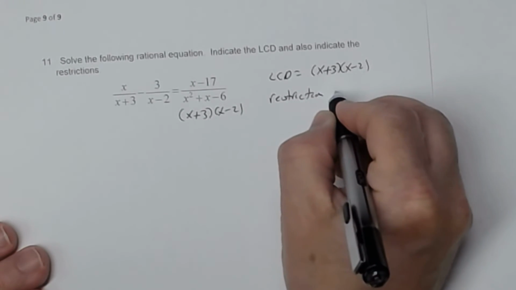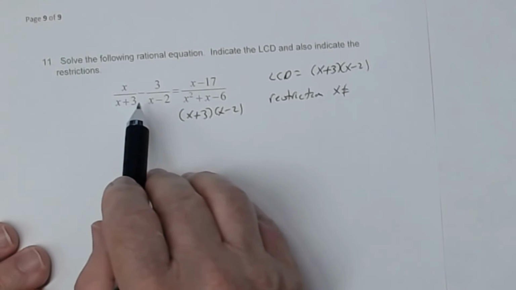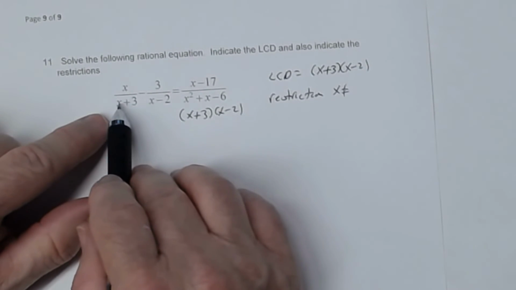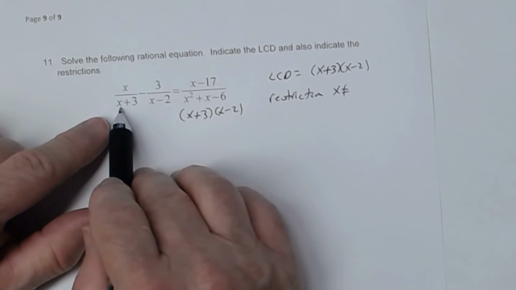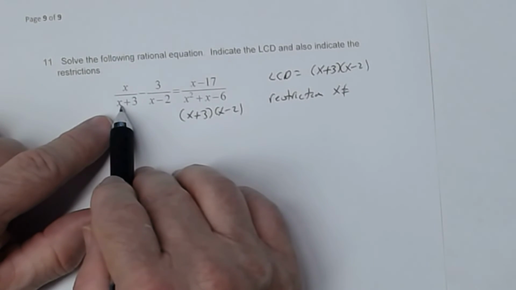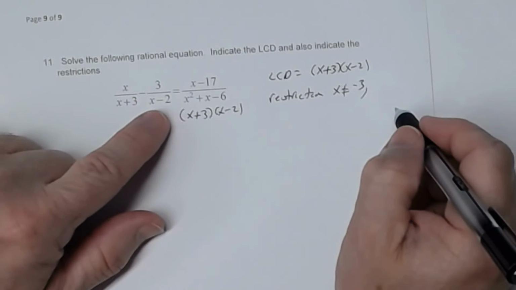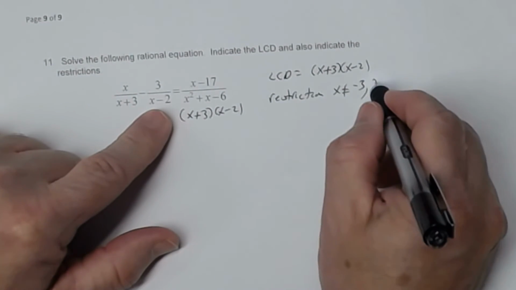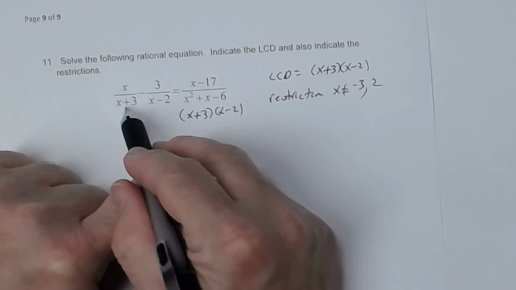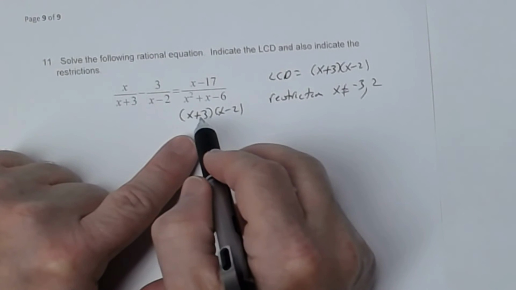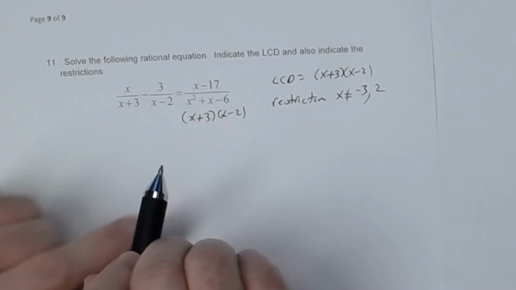Then to find the restrictions, so what can't x be? So remember, we can never divide by 0. So if you look at x plus 3 and ask yourself, when is this expression 0? You're going to see that x plus 3 is equal to 0 when x equals a negative 3. Over here, x minus 2 is equal to 0 when x equals a positive 2. Your next factor you see is x plus 3, but I already took care of that. Negative 3 will make that 0, and then positive 2 will make that 0. So there's only 2 restrictions.